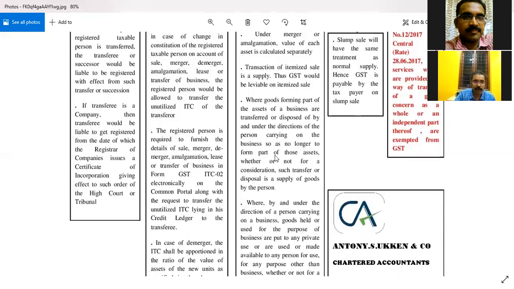When the goods, the assets which form part of business, are transferred or disposed of under the direction of the person carrying on the business, so that they will no longer form part of those assets, whether or not for consideration, then such transfer will be considered as supply of goods by the person.